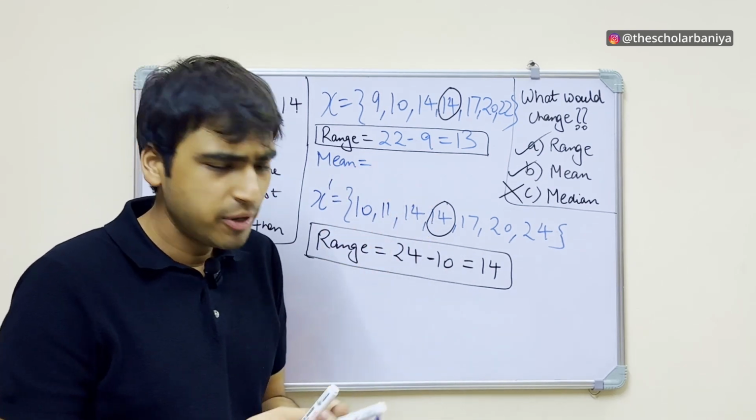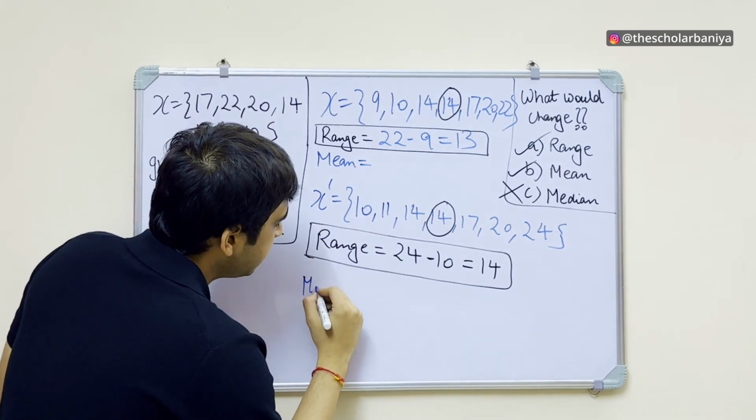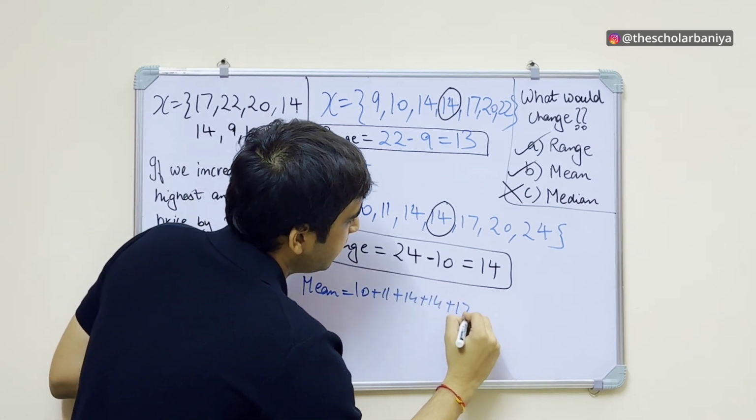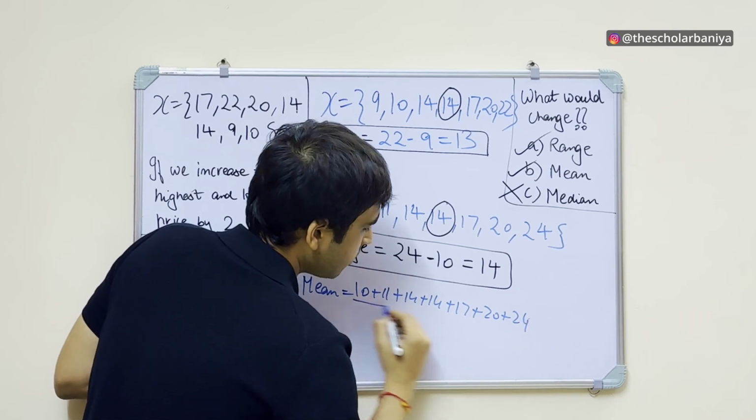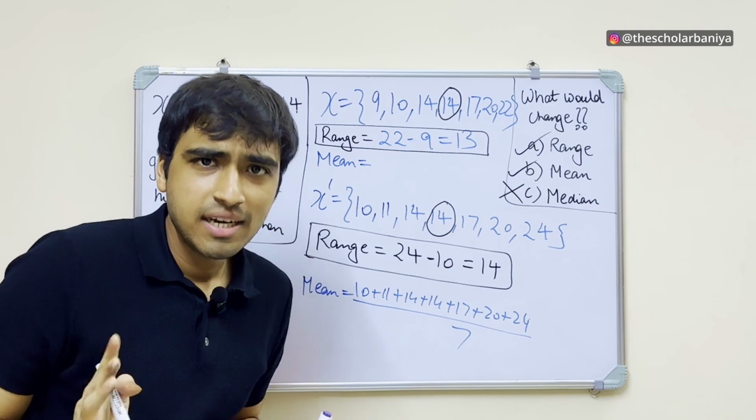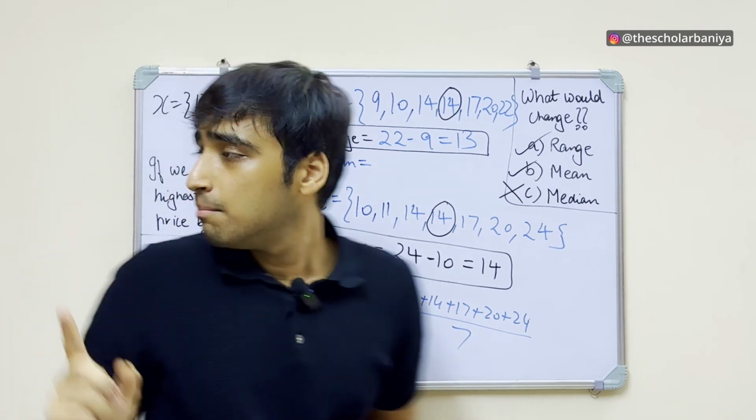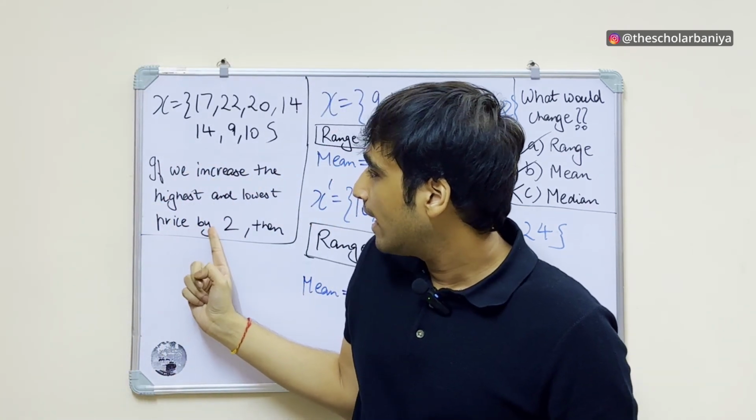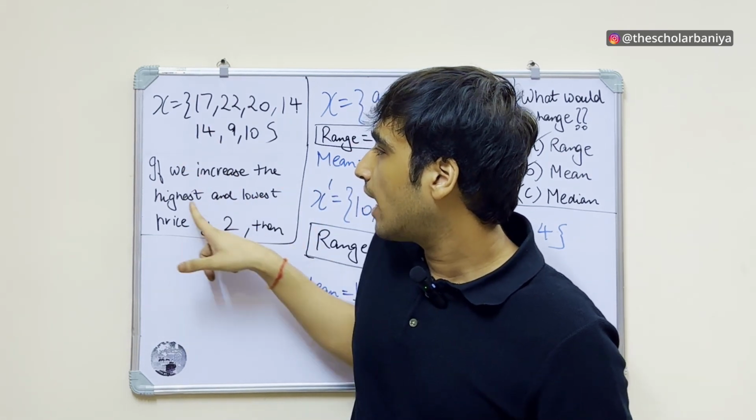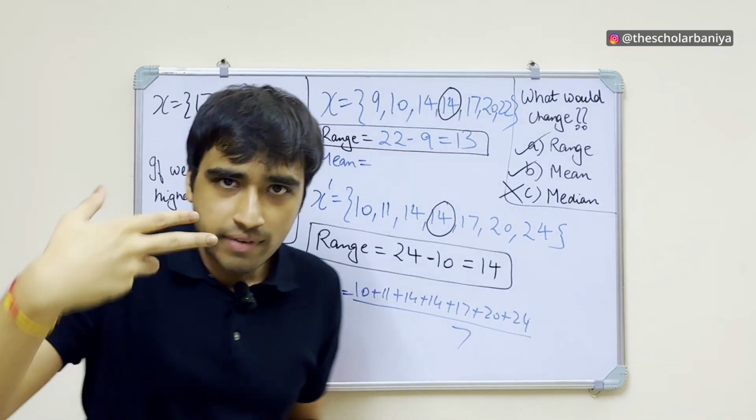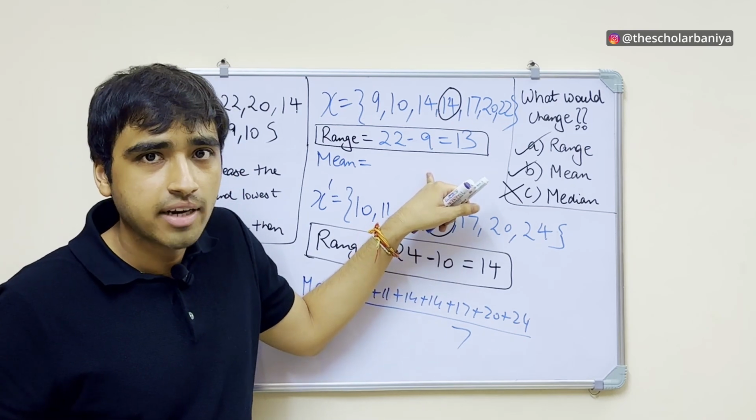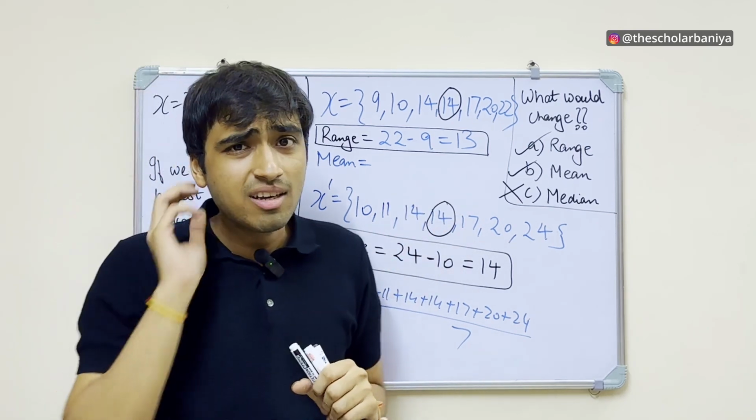I hope this should be pretty clear. So for example, the mean in this will be what? 10 plus 11 plus 14 plus 14 plus 17 plus 20 plus 24 upon 7, right? And similarly in this, it will be this. And you don't have to calculate even this much. You can directly say that because we increased the value by 2, the lowest one was increased by 2, the highest one was increased by 2. So eventually the sum over here will be 4 more than the sum over here, right?